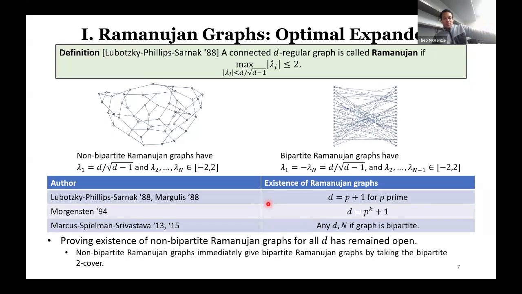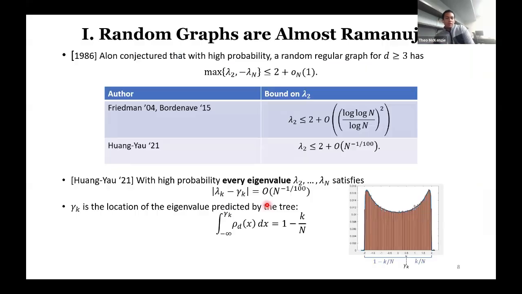However, the non-bipartite Ramanujan graph question, so something that looks like the left-hand side, has remained open. And I just want to note that any example of non-bipartite Ramanujan graphs would actually also give us further examples of bipartite ones by taking what's known as the bipartite 2-cover. Okay, so this is basically the state of the field in construction of Ramanujan graphs.